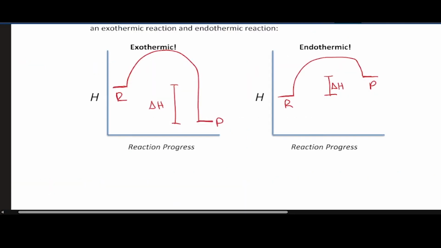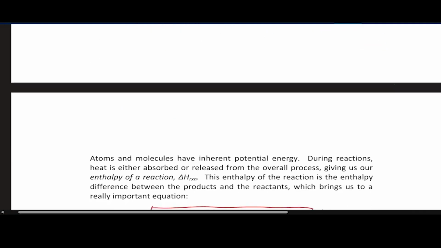So what this shows is for photosynthesis, we're having an endothermic reaction. Our reactants are lower in energy than our products. However, for the combustion of hydrogen gas, this is an exothermic reaction. So our reactants are higher in energy than our products.